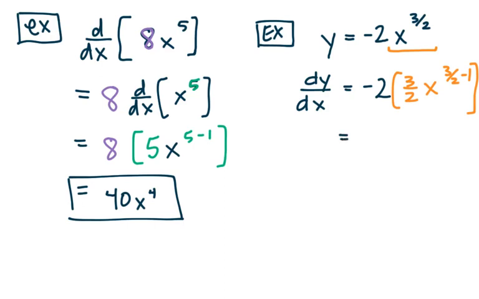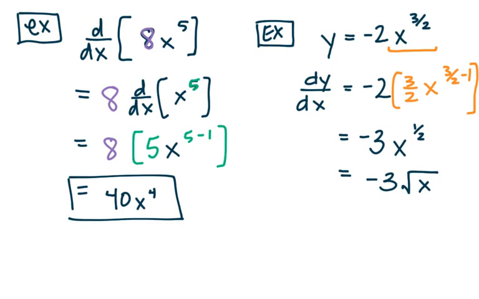This would simplify, multiplying negative 2 and 3/2. That's going to give me negative 3x. And 3/2 take away 1 is positive 1/2. Now, this is the same as negative 3 square root of x. So we have learned our constant derivative rule, our power rule for differentiation, and we've learned how to handle it when there's a constant multiple.